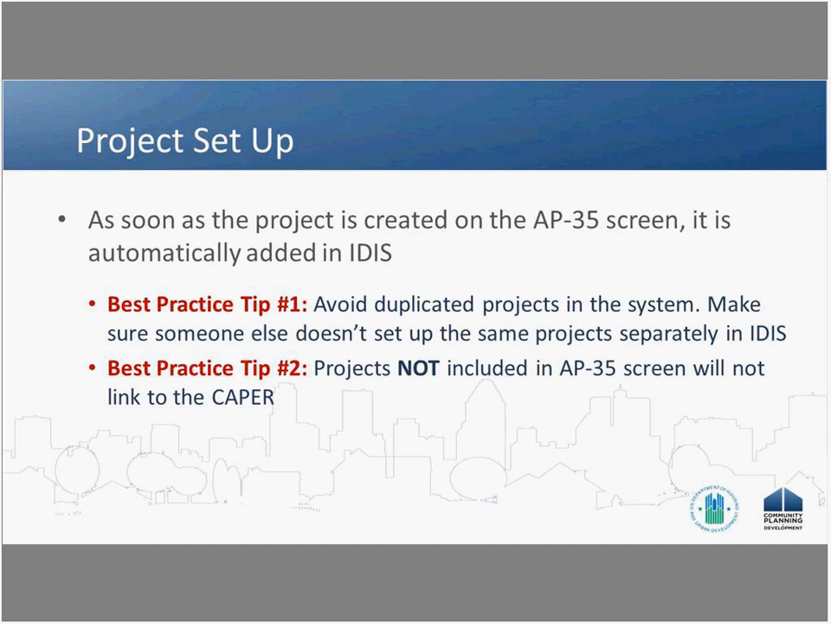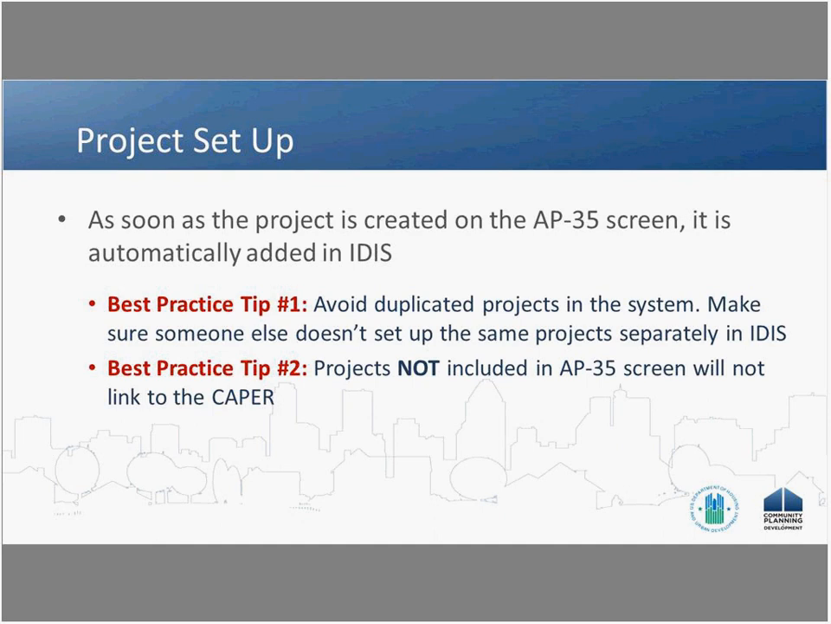If you don't have a project created for that program year, you can create a new project through the AP 35 project screen. Once you create a project in your plan, it will automatically be added to IDIS. However, if you create a project in IDIS, the project will not automatically be added to your AP 35 projects table. That is why we recommend setting up your projects in the annual action plan, because it ensures that your project is associated with the correct annual goal, and that sets you up for a better CAPR report when you create your CAPR at the end of the program year.